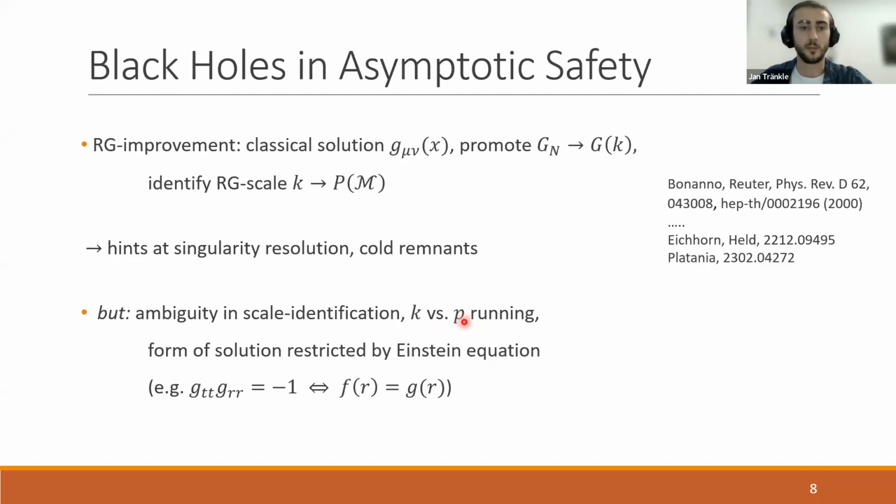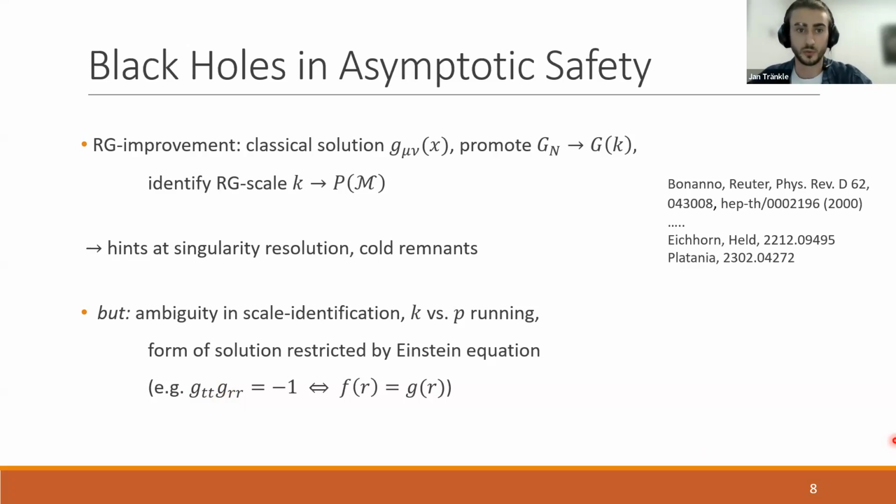Furthermore, in the RG improvement, we take a classical solution that we improve, and therefore by construction the solution is restricted by Einstein's equations. So in particular, for example for the Schwarzschild case, the two metric elements in the time and radial components are related by this equation. In the parameterization that I will later use, this corresponds to these two functions, f of r and g of r, being equal. These are the two metric elements.